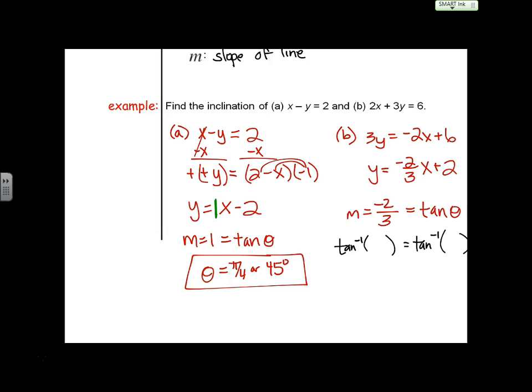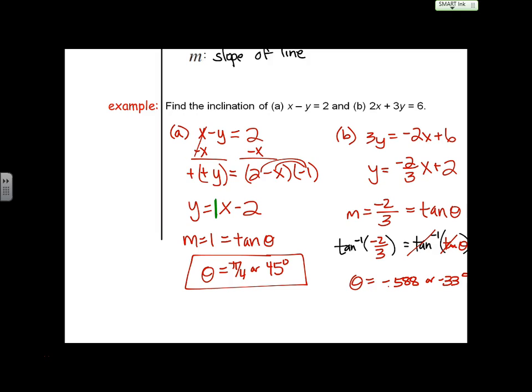What happens when I take tangent inverse of tan? It cancels it away. What happens when I take tangent inverse of negative 2/3? Someone give me an answer, just tell me radians or degrees. Radian is negative 0.588. Our brains don't think well in radians. Can someone get me the degree one? Negative 33, I'm going to say 33-ish because I ran out of room.